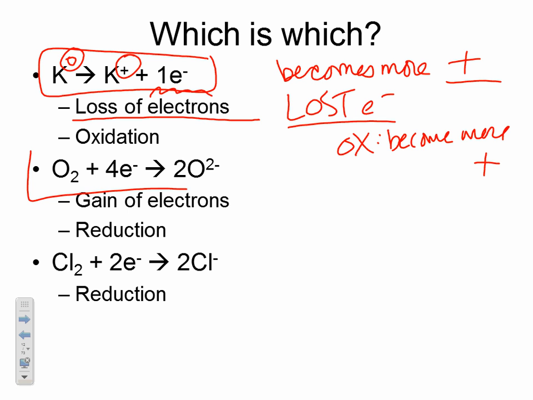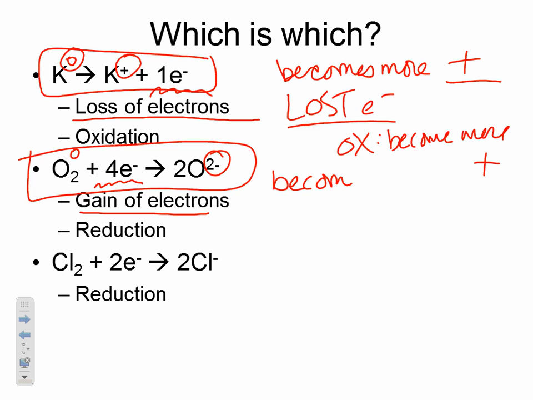Versus this one right here. Now notice that we have the electrons on the reactant side, and that our oxygen went from a 0 charge, because there's no charge written, to now we have a -2 charge. So now we have a gain of electrons. We notice that our charge becomes more negative. So that indicates reduction.